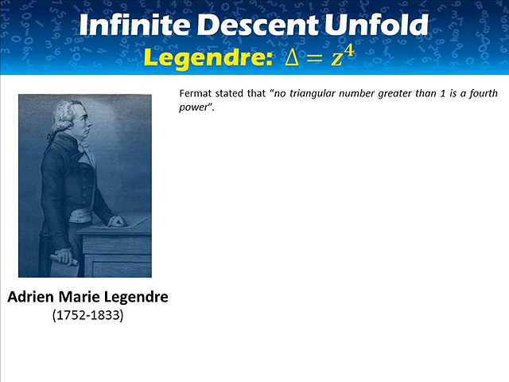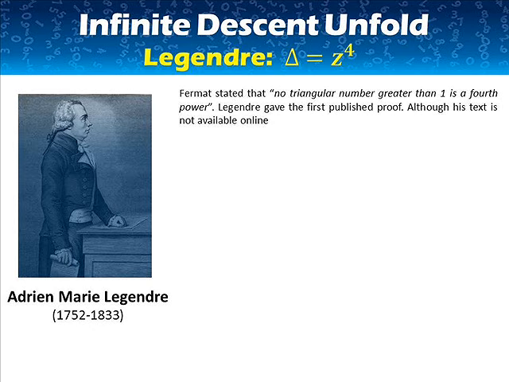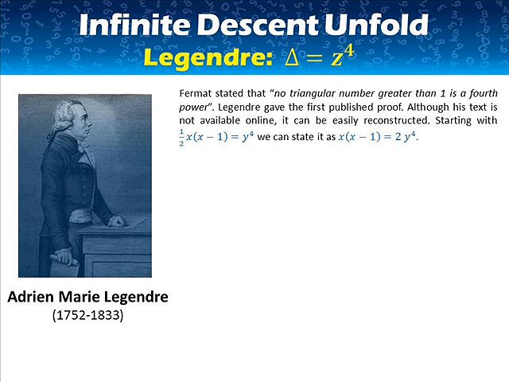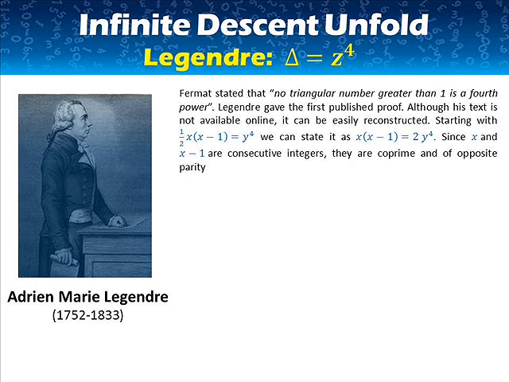Fermat stated that no triangular number greater than 1 is a fourth power. Legendre gave the first published proof. Although his text is not available online, it can be easily reconstructed. Starting with a triangular number equals y raised to the fourth power, we can state it as x times x minus 1 equals 2 times y raised to the fourth. Since x and x minus 1 are consecutive integers, they are co-prime and of opposite parity. One is a fourth power and the other twice a fourth power.